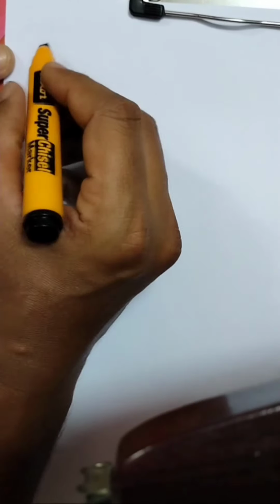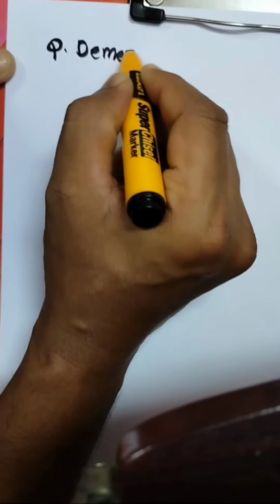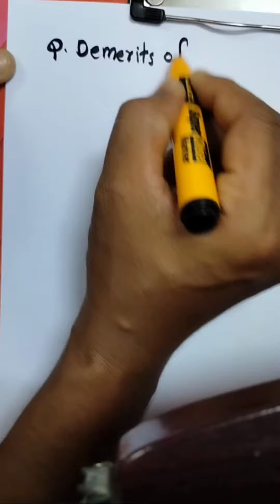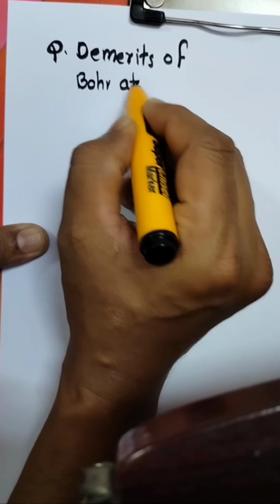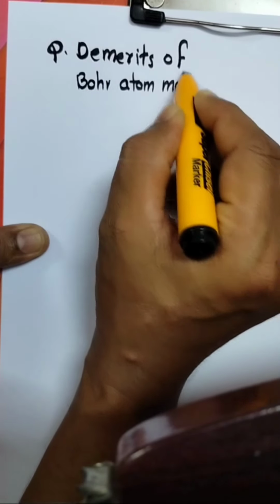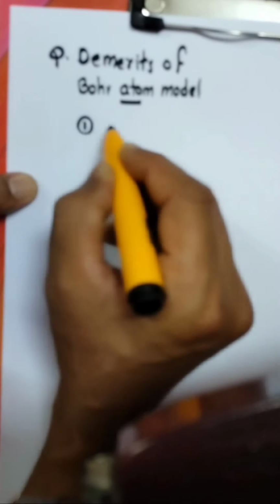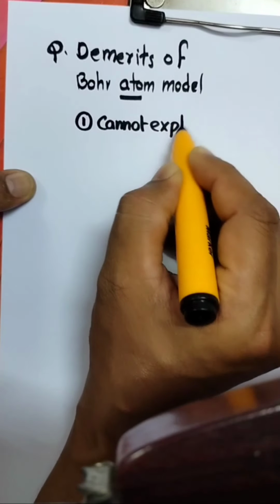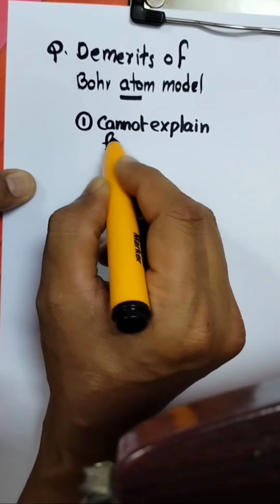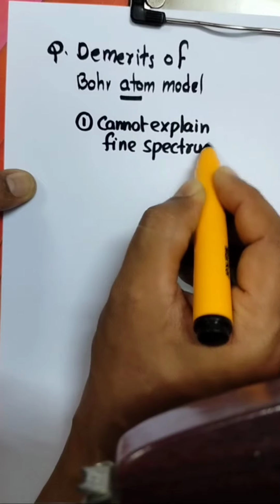Next question. Demerits of the Bohr atom model. What are the demerits of the Bohr atom model? First point, it cannot explain the fine spectrum. The Bohr atom model cannot explain the fine structure of line spectrum, or fine spectrum.